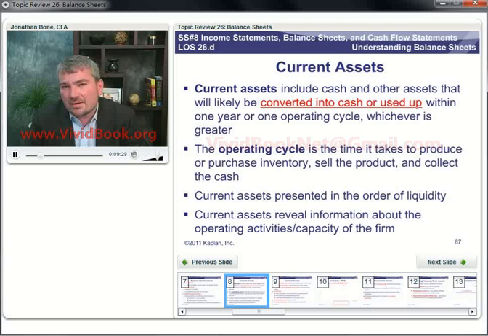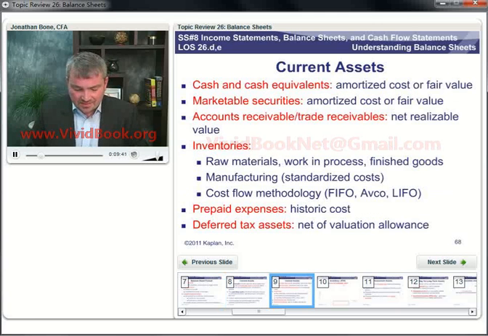Okay, so current assets are going to reveal information about the operating activities and capacities of the firm, and we're going to see that massively reflected when we look at ratios a little later on. So let's have a look at some of our current assets, therefore. We've talked about cash and cash equivalents. Cash is cash itself. Cash equivalents tend to be money market instruments with maturities of less than 90 days. We argue they're almost as good as having cash.